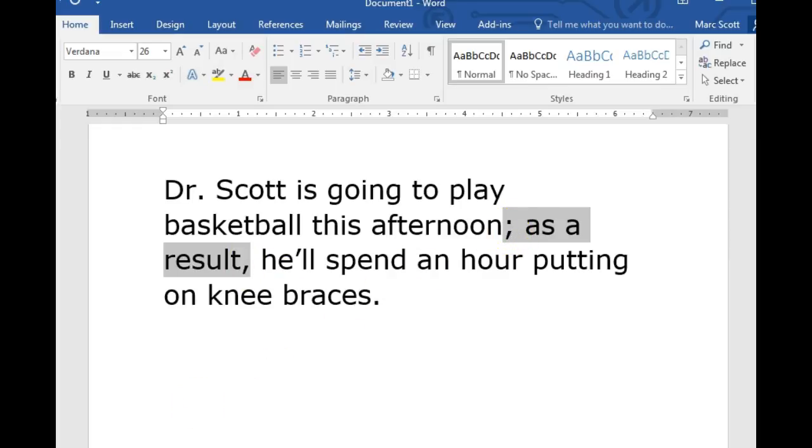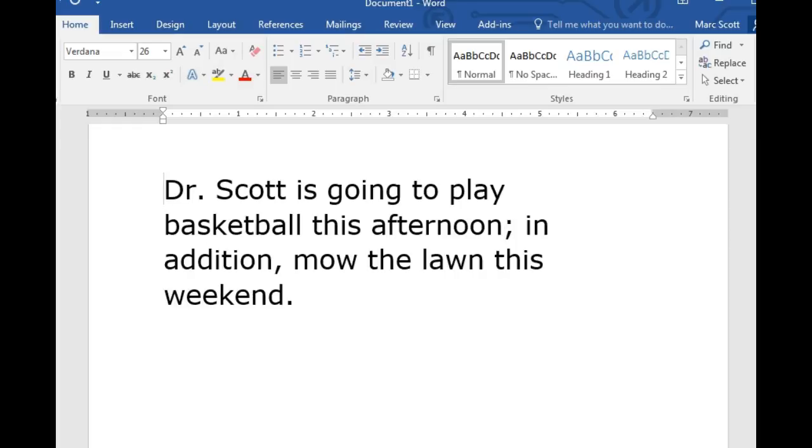Let me give you an example where you're not using it correctly. So give me a second. Here's an example where the semicolon does not work. Dr. Scott is going to play basketball this afternoon, so we'll use the same test. Cover that up. We got a sentence to the left. That forms a complete thought. Dr. Scott is going to play basketball this afternoon. If you were to walk up to somebody on the street and say that sentence, they'd say that's a little weird that you're talking about Dr. Scott like that. But that forms a complete thought.